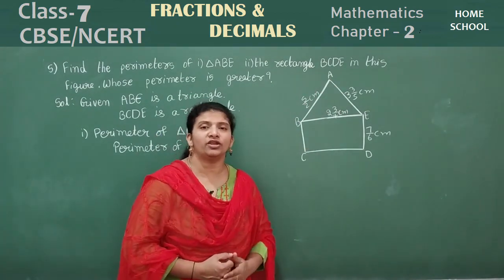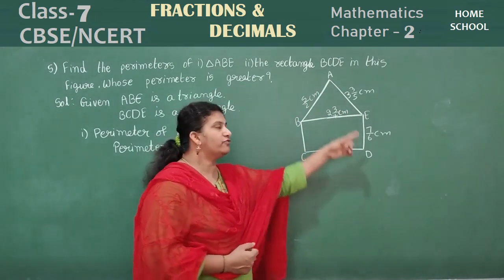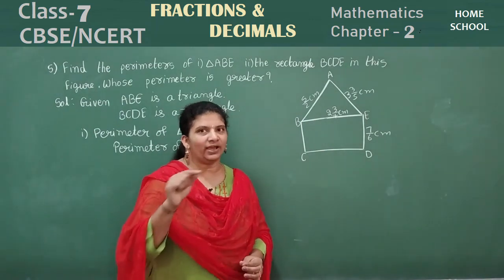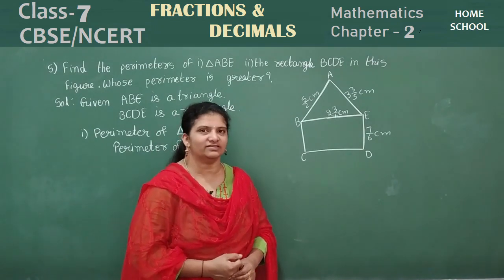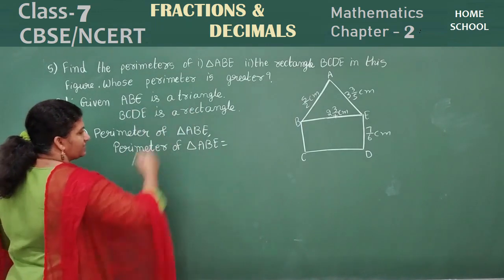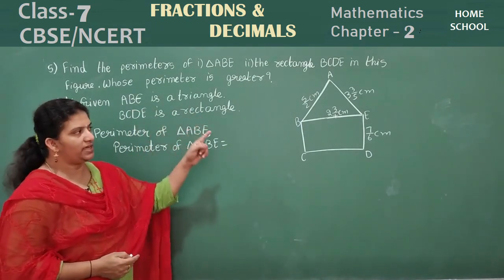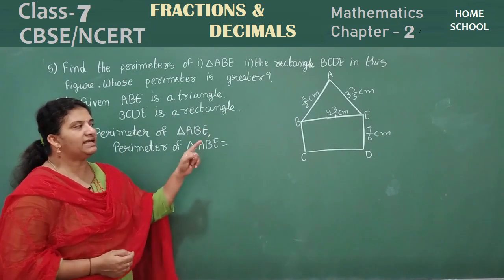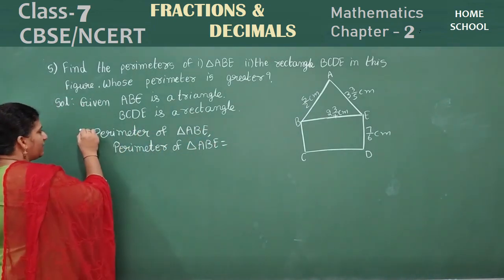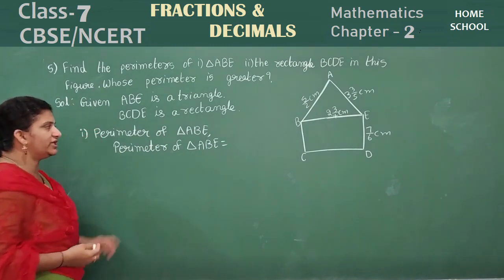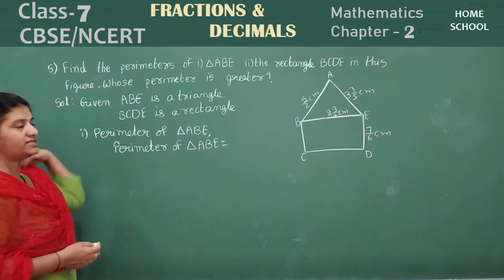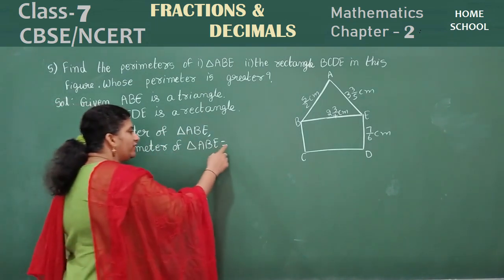Okay, what is the perimeter of a rectangle, children? Add all the 4 sides, that is your perimeter. That will be 2 into (L plus B) is your answer. Right, let's start here. Given ABE is a triangle, can you see ABE? And BCDE is a rectangle. The first sub question is the perimeter of triangle ABE.